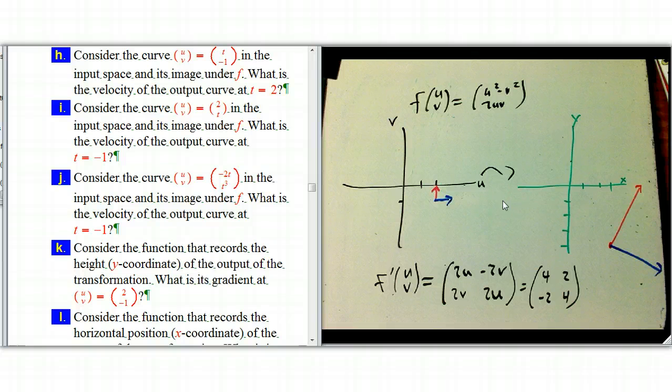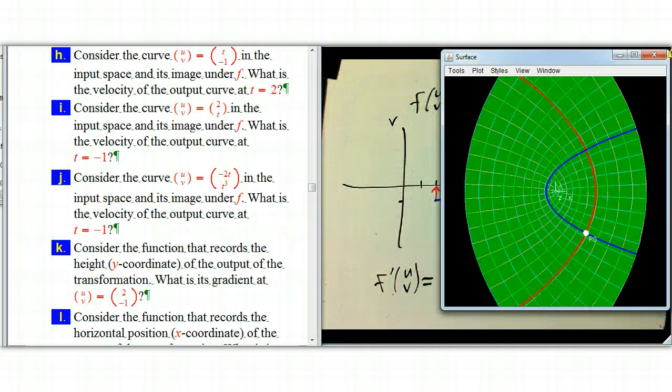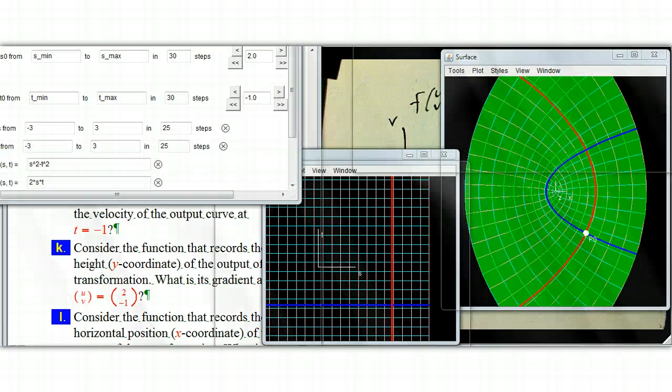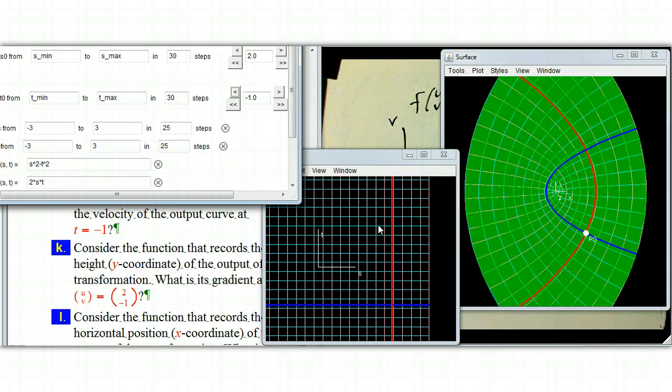So I hadn't shown you a computer picture so far, but let's look at what happens if we get a computer to plot this. I'm using an applet that's actually for parametrizing surfaces, but it works just as well for these kinds of maps. Here's the domain, and I've put in s or t equals -1. I guess it uses s and t. We'll call them u and v. V is -1 and u is 2, those two curves we looked at.